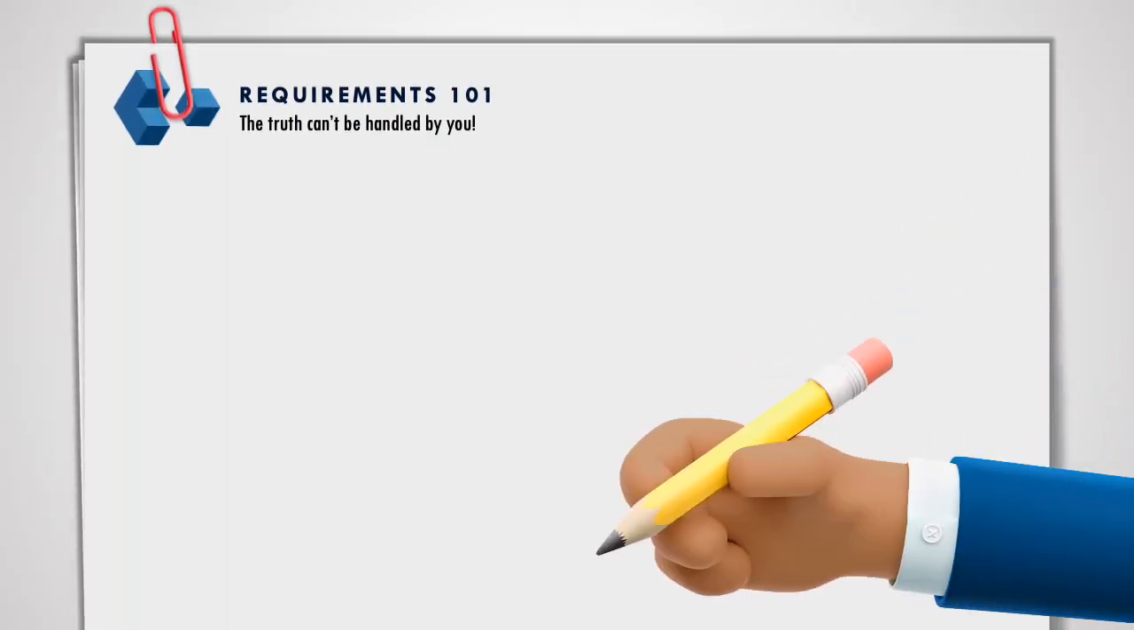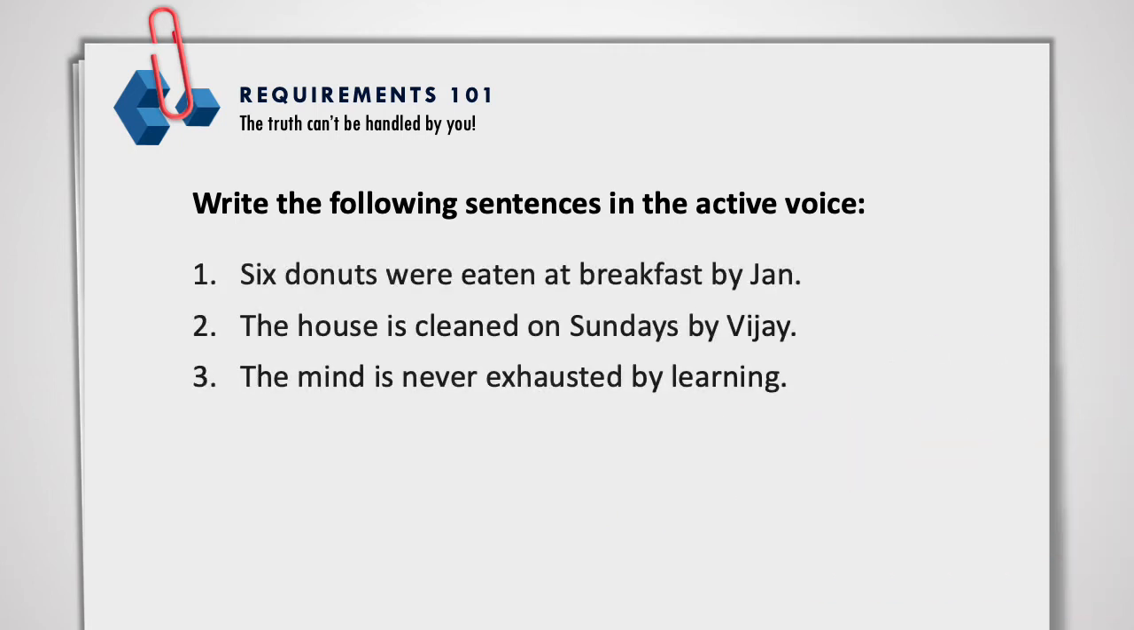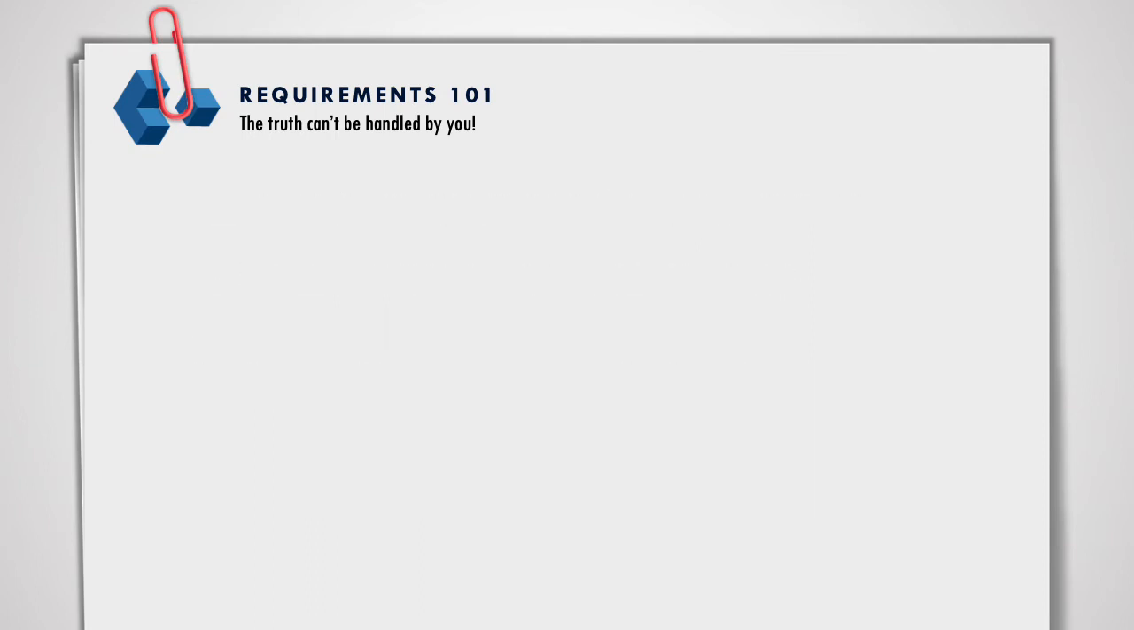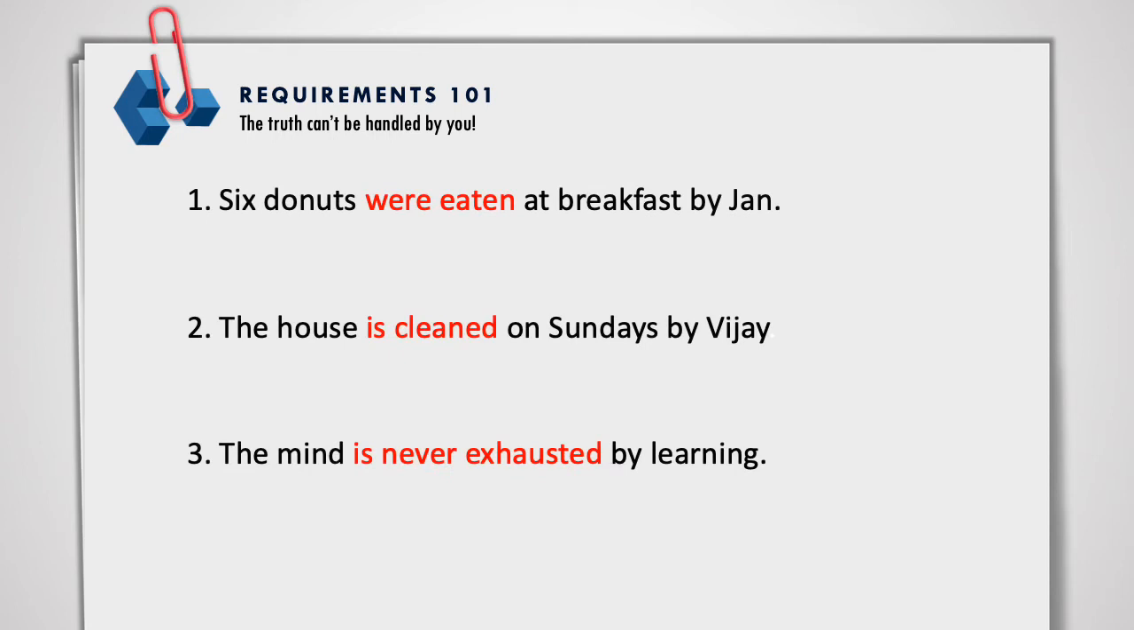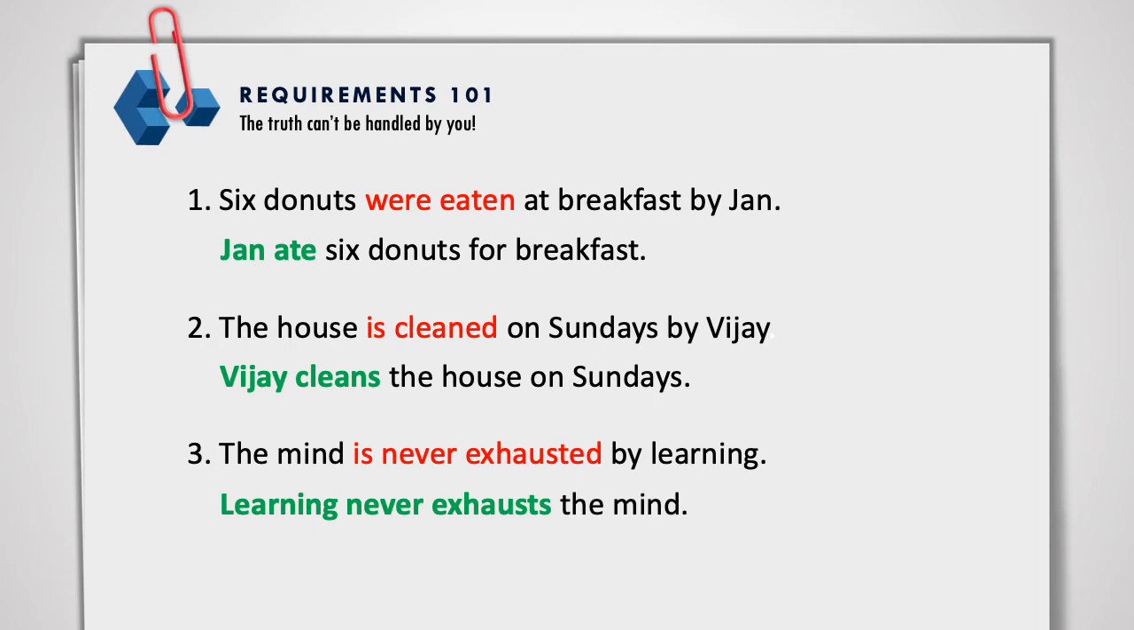Time to grab that pen and paper and have a go at converting these passive voice sentences to the active voice. Hopefully you came up with something like these sentences. Jan ate 6 donuts for breakfast. VJ cleans the house on Sundays. Learning never exhausts the mind. I'm sure you'll agree with me, clearer and crisper sentences now that they're in the active voice.